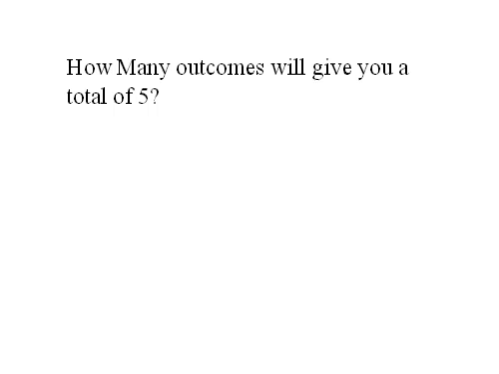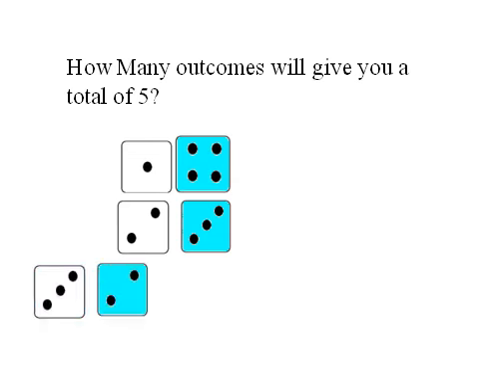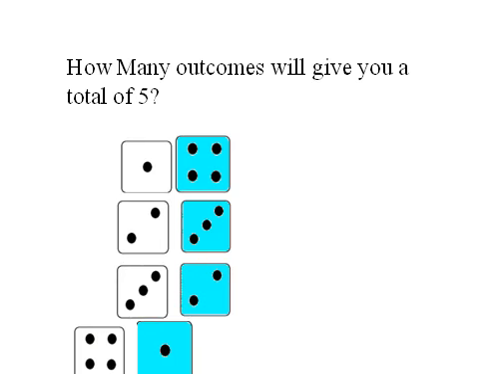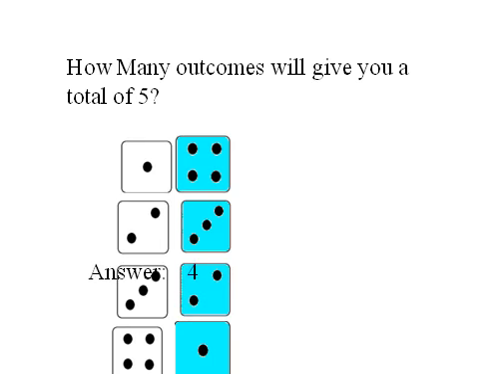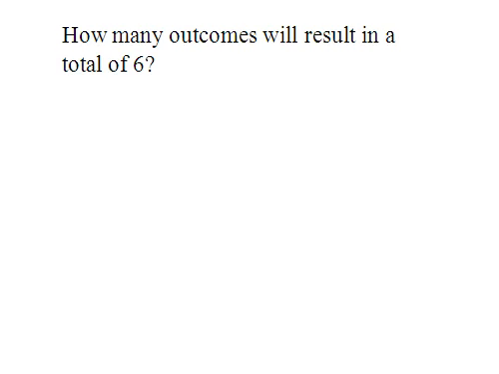How many of these outcomes will give you a total of 5? So you would count: there's a 1 and a 4, a 2 and a 3, a 3 and a 2, and a 4 and a 1. So there are 4 outcomes. So your probability of rolling a 5 is 4 out of 36.